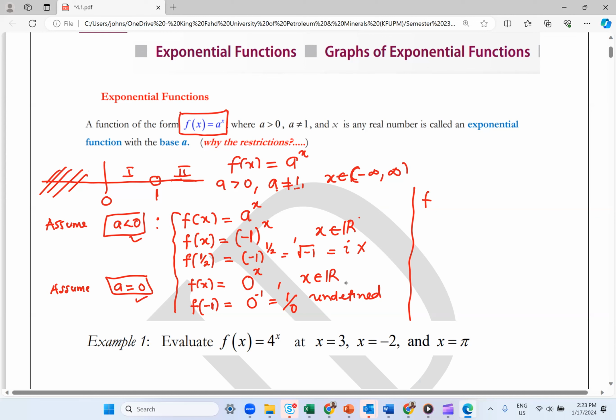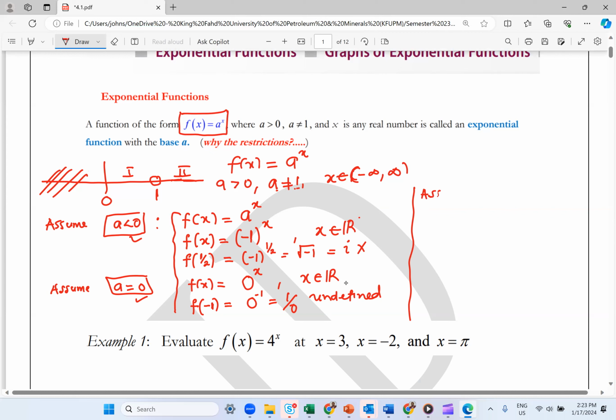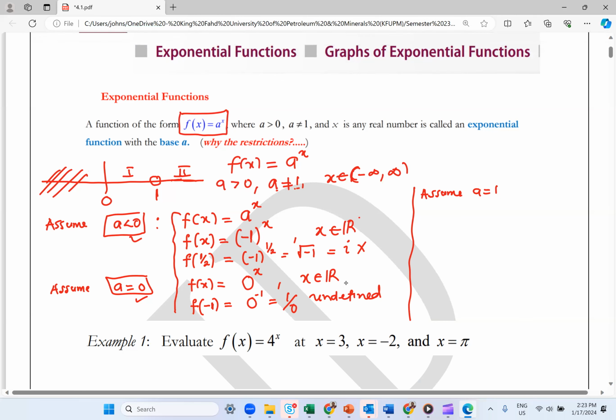Now, let's assume a is equal to 1. Then our function f of x is just going to be 1 to the power x, for any x in R. This will just be a constant. For any x in R, 1 to the power x is still 1. It is always 1. That means the function is a constant function. So it's no longer an exponential function. That is why a cannot be 1.